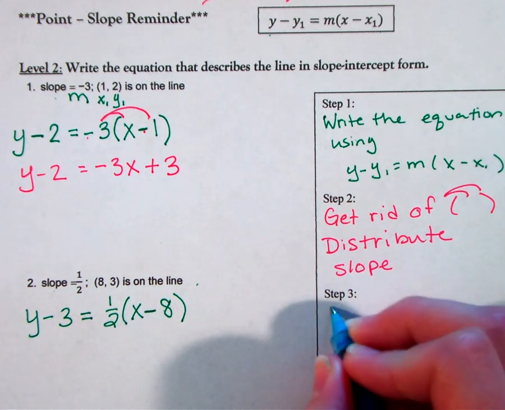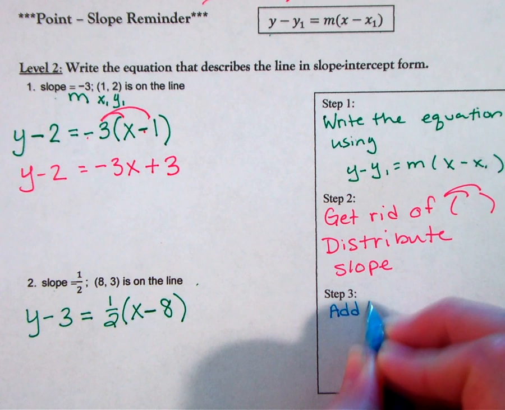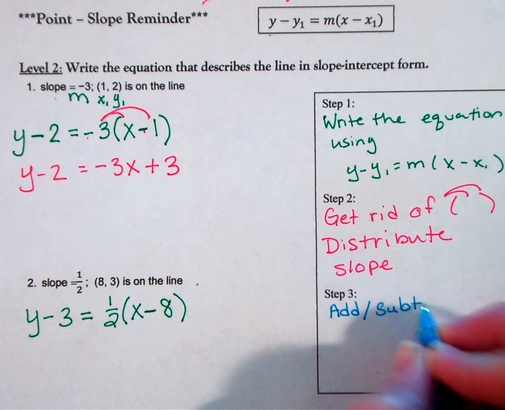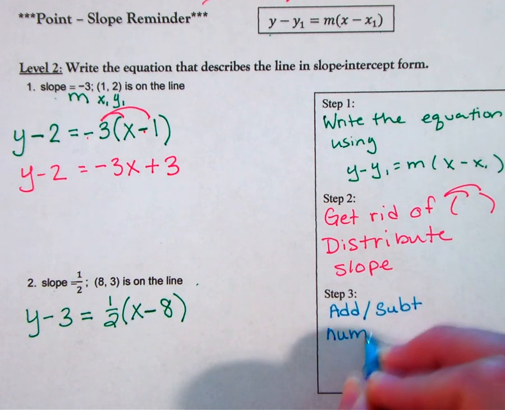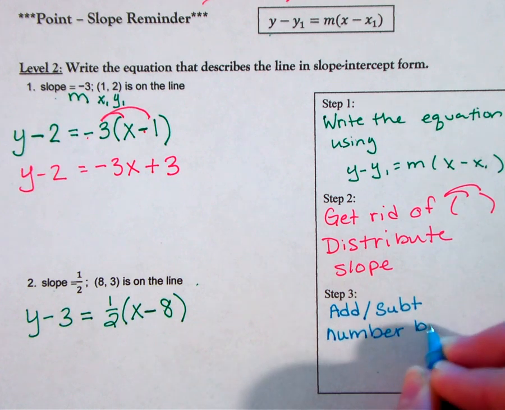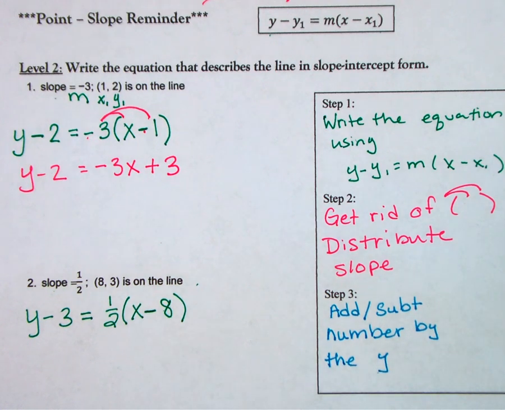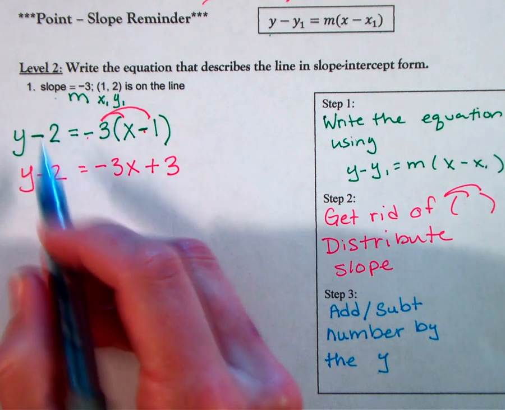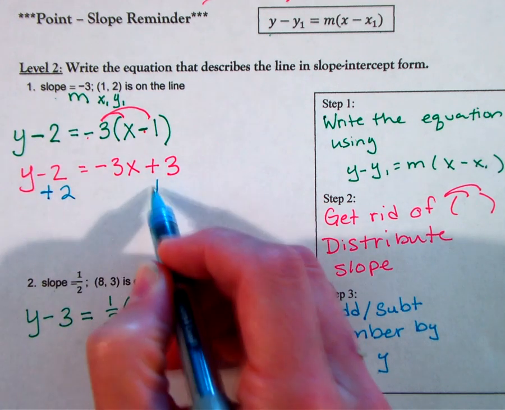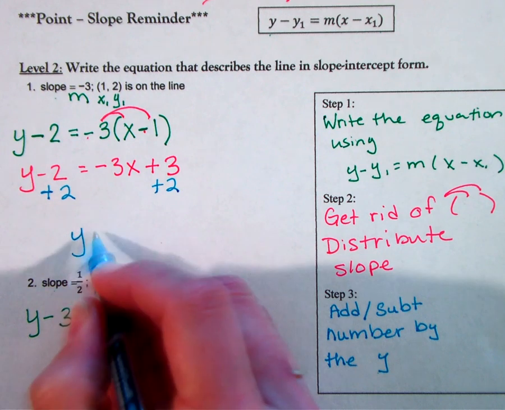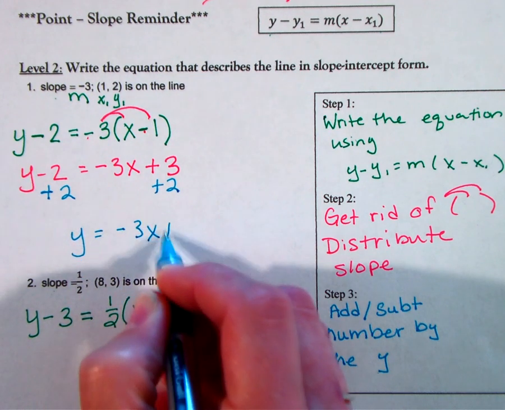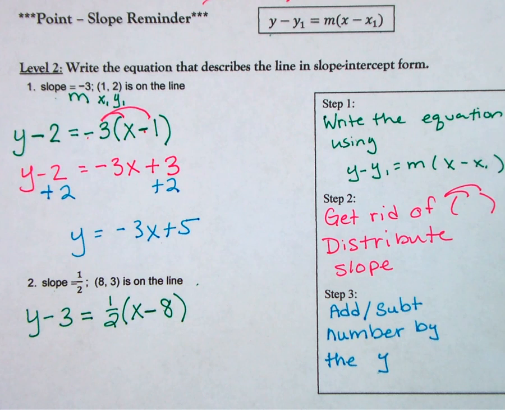So it's y equals mx plus b, which is what we just worked with. So step 3 is to add or subtract the number next to the y to get rid of it. The number next to the y is a minus 2, so I'm going to go plus 2. And here's your final answer. y equals negative 3x plus 5. Okay? All right, let's look at the next one.